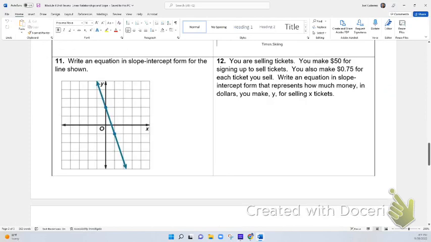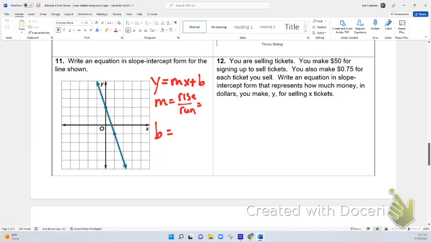For question number 11, it says write an equation in slope-intercept form for the line shown below. So remember that slope-intercept just means y equals mx plus b. The two things that we need to find, of course, is my m and we also need to find my b. The m is your slope, so always remember that your m is your rise over your run.